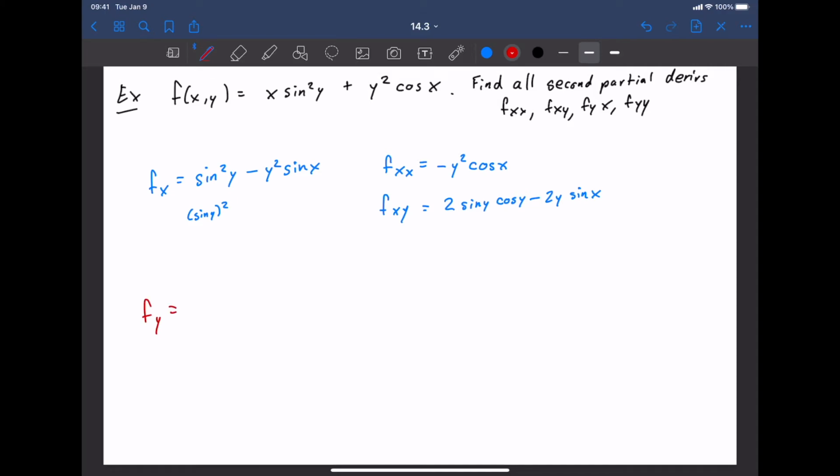Fy. All right, so now we're in the situation where this guy's the constant, and we have to worry about that power rule sine thing earlier, effectively. So I get 2x sine y cosine y plus 2y cosine x.